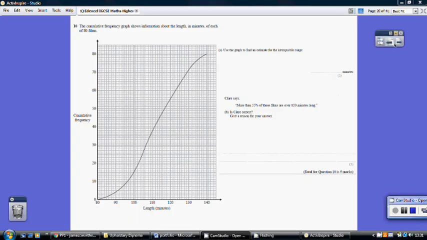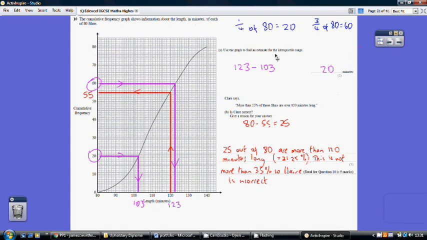Question 10. So use the graph to find an estimate for the interquartile range. The interquartile range is what happens when you take your 3/4 of the way up value and subtract the quarter of the way up value. Now a quarter of 80 is 20, 3/4 of 80 is 60. So we're going to take readings from our cumulative frequency at both 20 and 60, and that gives me 123 and 103. Subtract 103 from 123, you get 20.